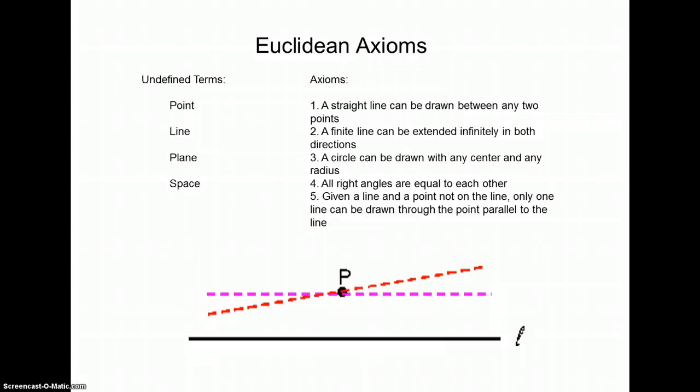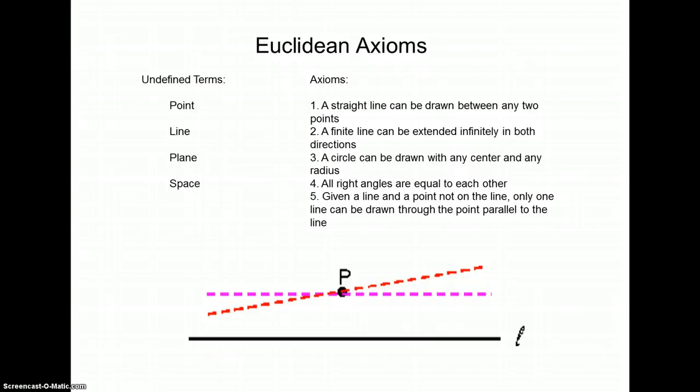The 4 undefined terms are point, line, plane, and space. Notice that a point is 0 dimension, a line has 1 dimension, a plane has 2 dimensions, and space has 3 dimensions. The 5 axioms talk about lines. Number 1, a straight line can be drawn between any 2 points. We would call this a line segment. Number 2 says that we can extend that line segment infinitely in both directions.